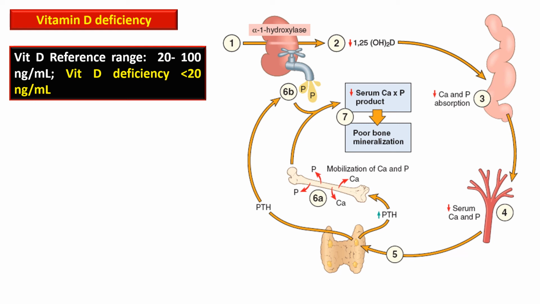Due to this parathyroid hormone, there is mobilization of calcium and phosphate from bone on the one hand, while on the other hand, the parathyroid hormone increases the excretion or wastage of phosphate from the kidney tubule. Both these effects will result in a decreased product of calcium and phosphate, and this decreased calcium and phosphate product will result in poor mineralization of the bone.